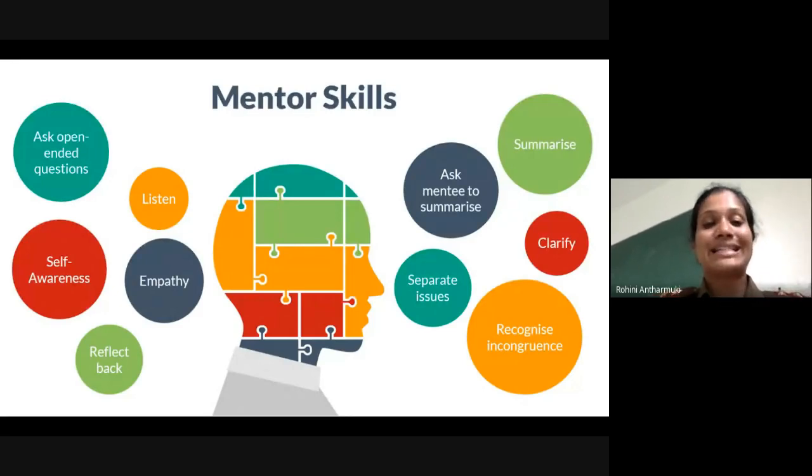Listening is a skill which requires a lot of patience, and you need to have active listening skill. That's very, very important when you're doing both mentoring as well as counseling. So that is something you have to master. Self-awareness. What is self-awareness? Mentoring can be done only by experts. If you don't know what kind of expert you are, you don't know about yourself, then you will not be able to mentor your mentees. So your self-awareness is very important.